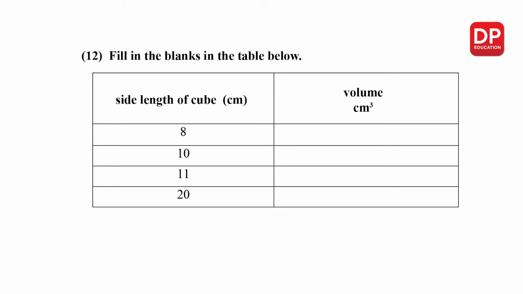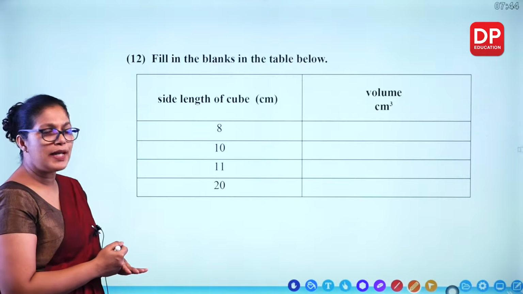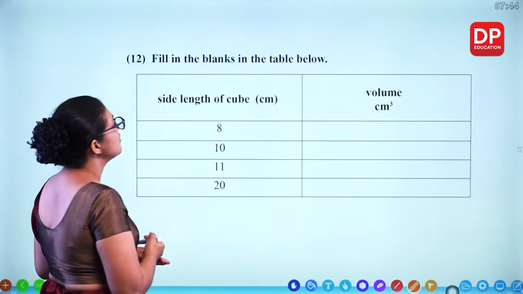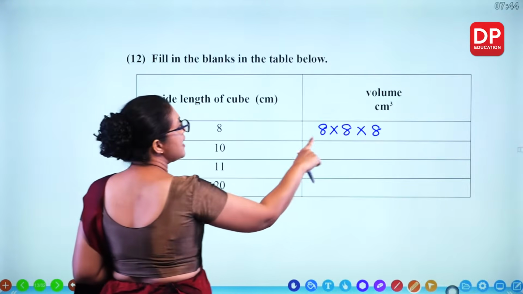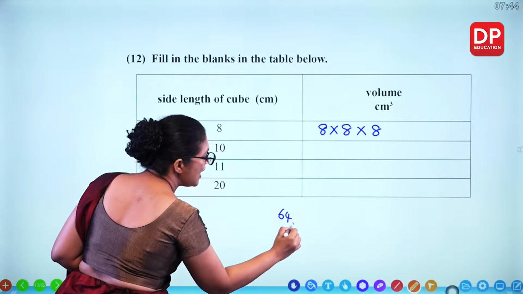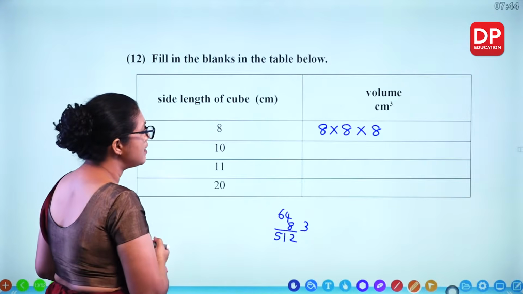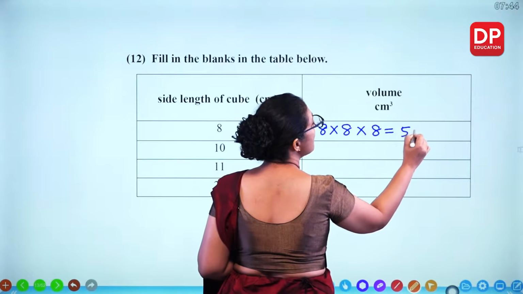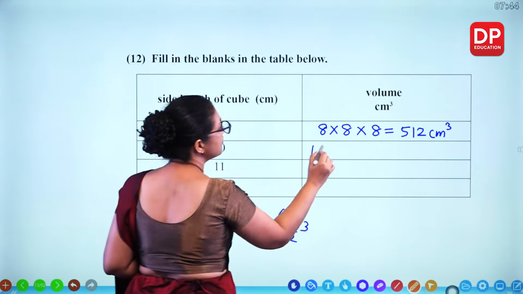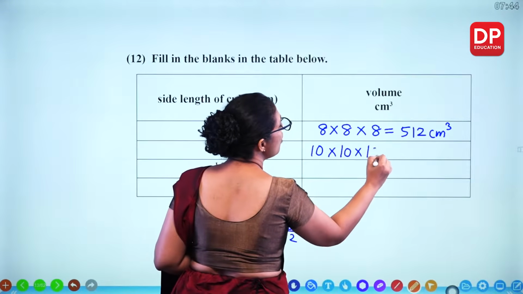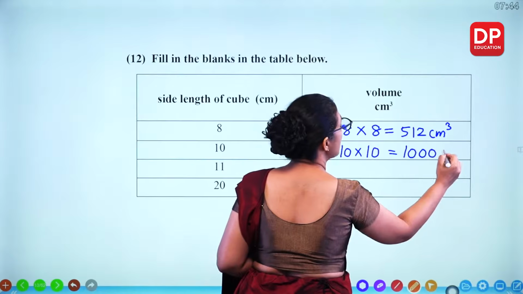Fill in the blanks in the table below. Side length of the cube is given in centimeters and you are asked to find out the volume in cubic centimeters. So 8 times 8 times 8. 8 times 8, 64. 64 times 8, 512. So 512 cubic centimeters. 10 times 10 times 10. Length into width into height. 10 to the power 3, or you can write 1000.